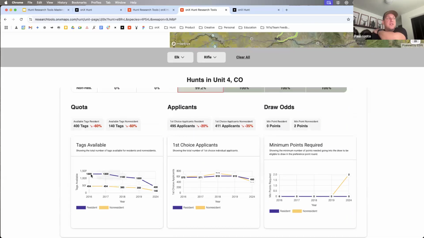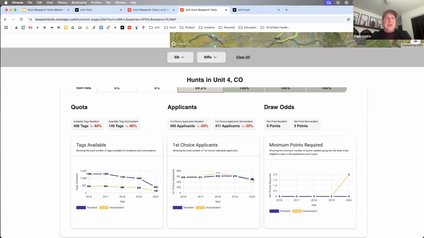This is perfect. We had 1,300 tags in unit 4 for a long time. And then it stepped down to 1,000 tags, 1,100, 1,000. So this herd was probably diminishing a little bit. And then in 2022, we had that winter kill that I was talking about, and I had to change units. And all of a sudden, this went from 1,300 tags down to 400 tags. So this unit got hit hard. CPW had to take away some of those tags.